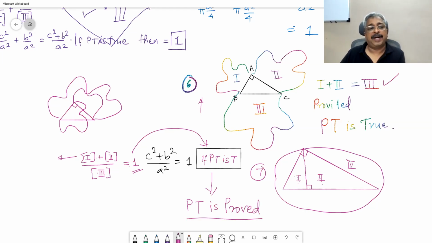So dropping a perpendicular from the right angle vertex onto the hypotenuse is the statement made by Euclid to get the summation of areas equal to the third area, and the theorem is true.